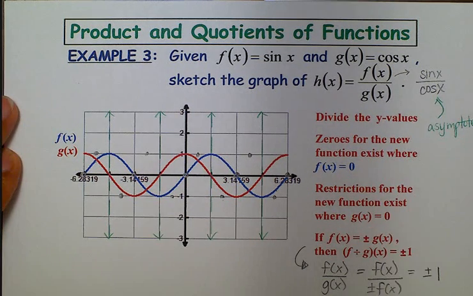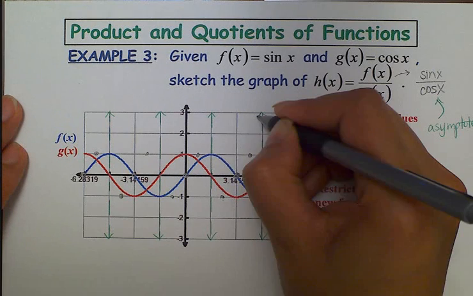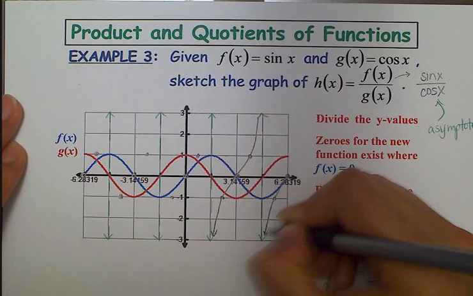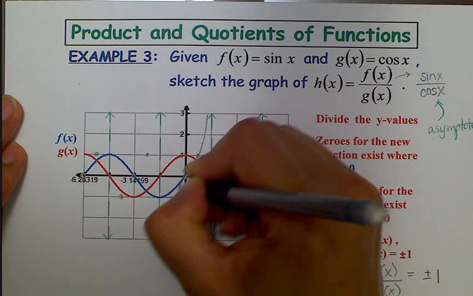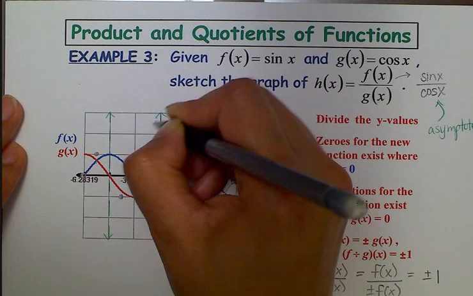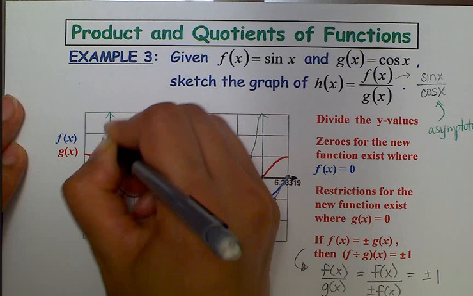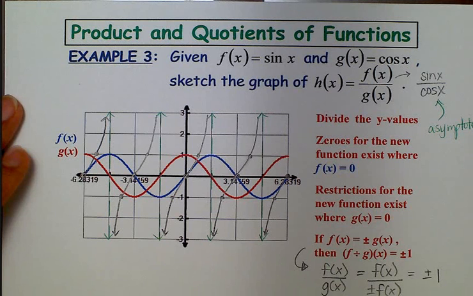And if I sketch this graph, you get the tangent function, which you should know what the graph of this looks like. But here we use the quotient of functions to sort of get an idea of what the graph could look like. Okay, so there's a tangent function that we were expecting to see.